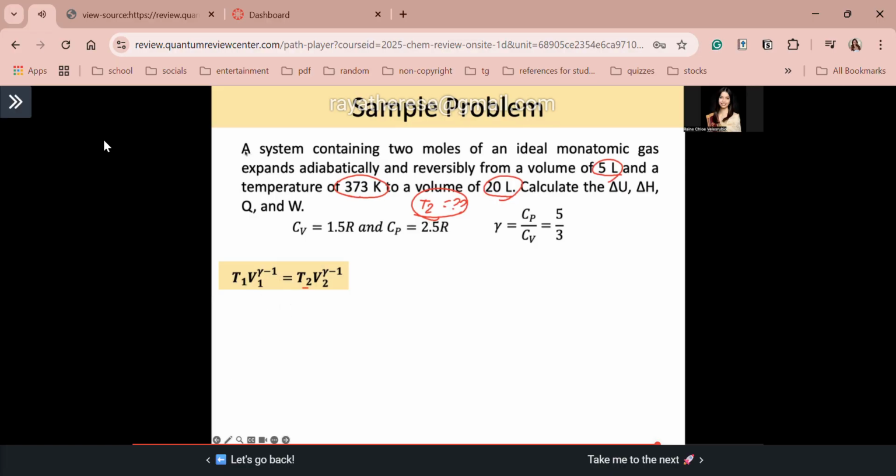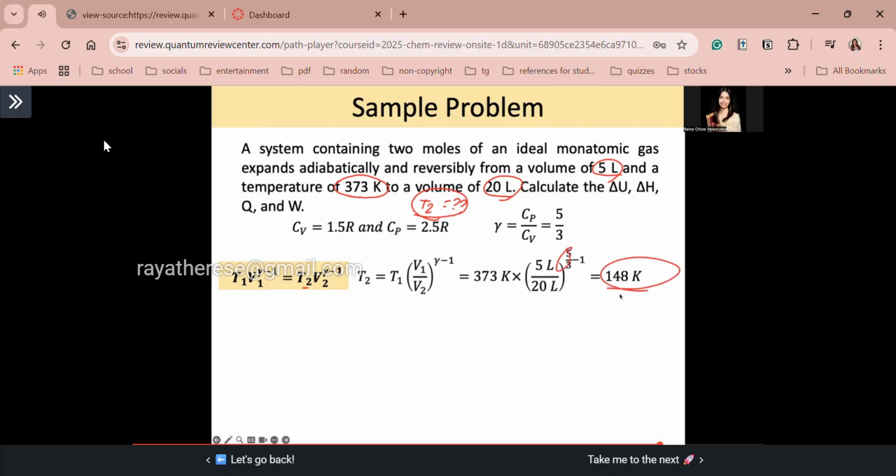So solving using this equation, T2 is equal to T1 times V1 over V2 to the power of gamma minus 1. Substituting the given values: 373 Kelvin times 5 liters divided by 20 liters to the power of 5/3 minus 1. So 5/3 is your gamma, minus 1. That is equal to 148 Kelvin. So that is your final temperature after the adiabatic expansion of the ideal monoatomic gas.